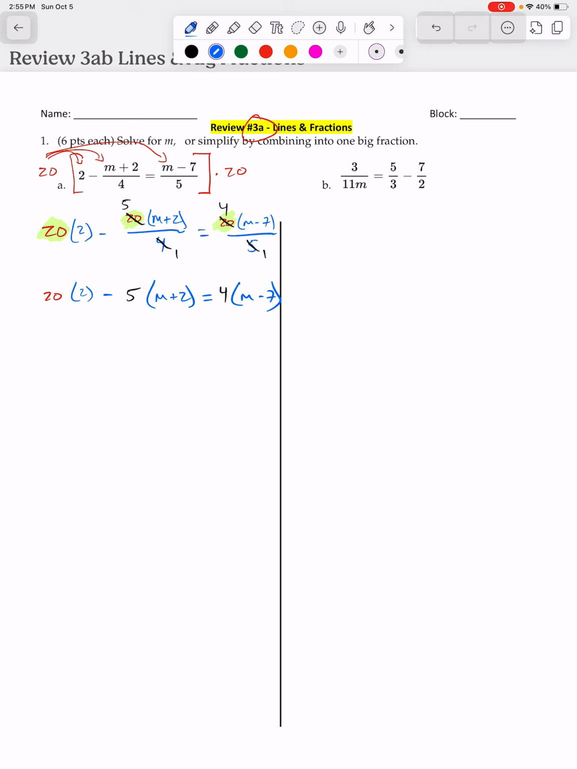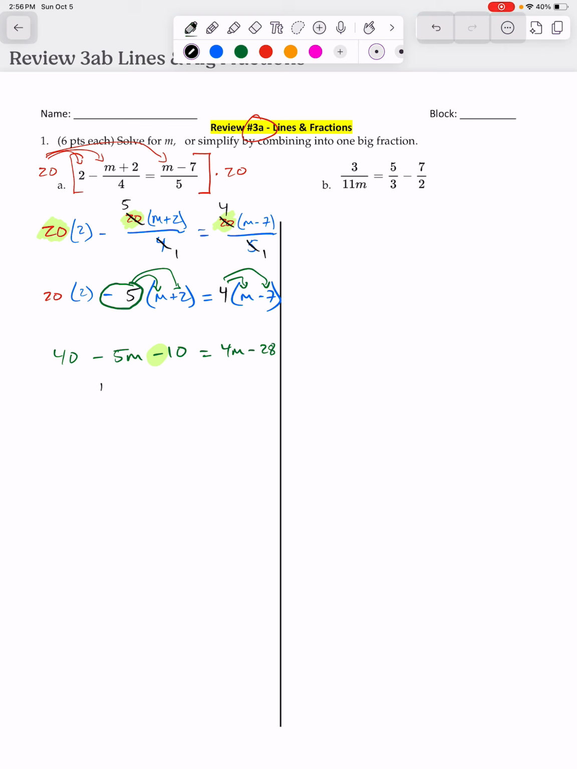So let's go through and finish that out. 20 times 2 is 40. Minus 5, remember I got to do this and that. So what I'm distributing is that whole thing. So minus 5m minus 10. And this is key here, that it's minus. My expectation is that's what a lot of people will miss. Equals, and again I'm going to distribute, 4m minus 28.